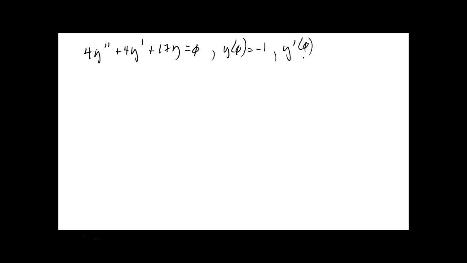Here's another one. 4y double prime plus 4y prime plus 17y is equal to 0. Given that y of 0, the initial condition, is equal to minus 1, and y prime of 0, the same initial value, is equal to 2. Where would you begin?